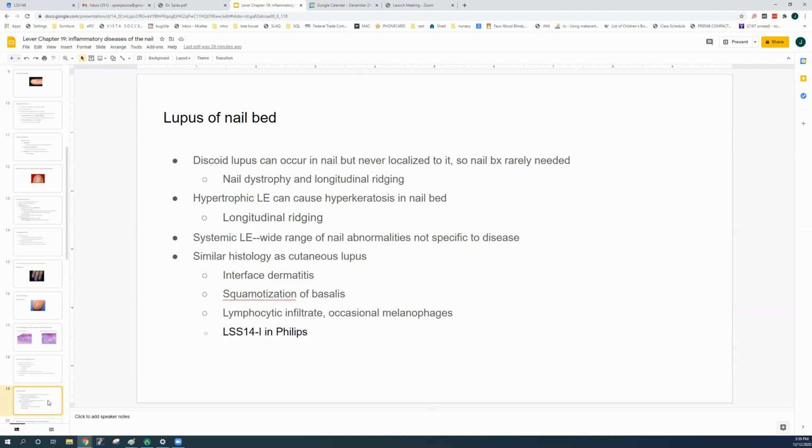Lupus of the nail bed, we had an example in our files, so I wanted to talk about that. Discoid lupus can occur in the nail, but it's never localized to it, so a nail biopsy is rarely needed. It can cause nail dystrophy and longitudinal ridging. Hypertrophic LE likewise can cause hyperkeratosis in the nail bed, and you get longitudinal ridging from that. Systemic LE, you get a wide range of nail abnormalities that are not specific to the disease. And the histology is similar to that of cutaneous lupus. You get an interface dermatitis with squamatization of the basalis, a lymphocytic infiltrate, occasional melanophages. And we do have this example in our files.